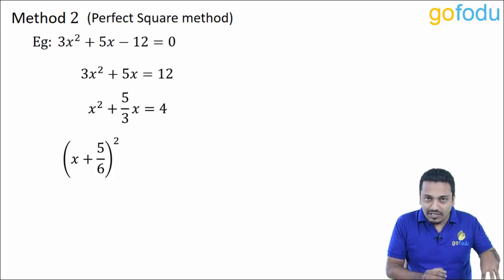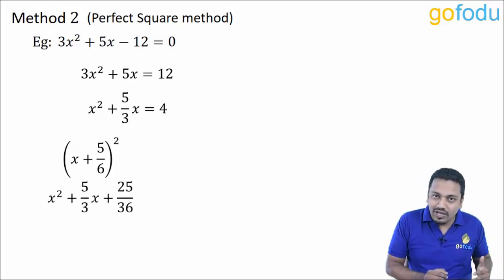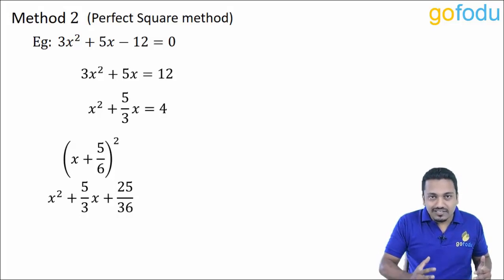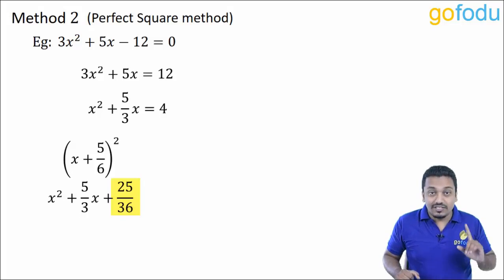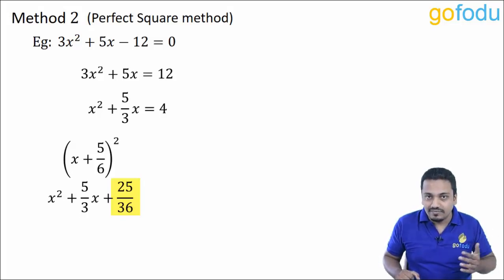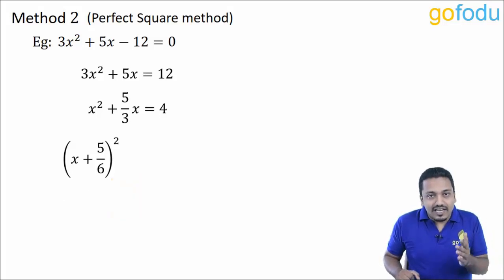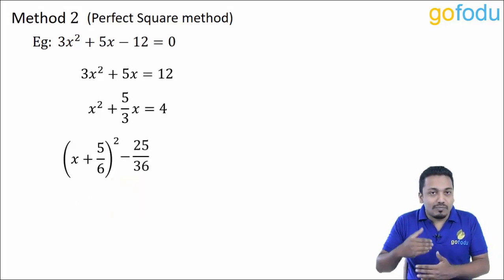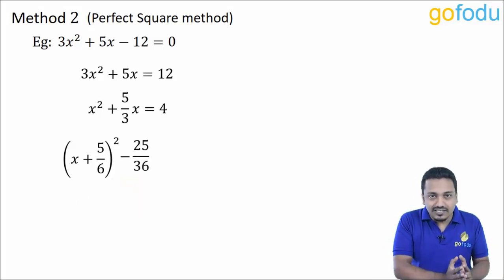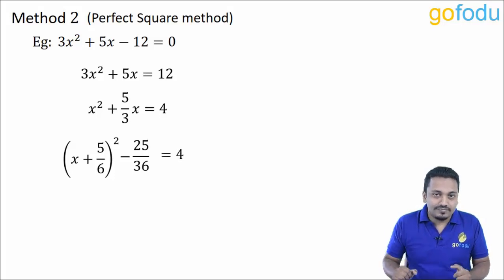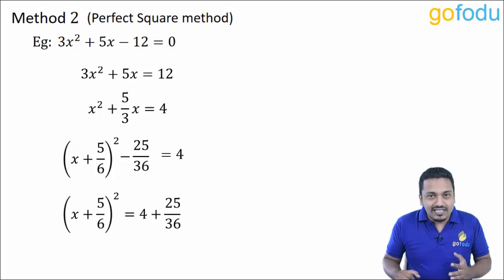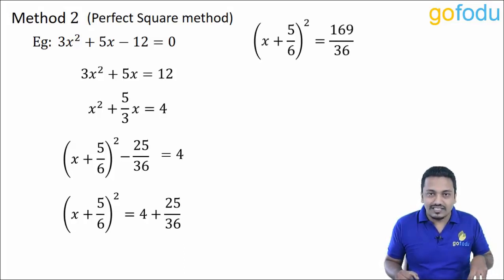Now this x plus 5 by 6 whole square will open as x square plus 5 by 3x plus there will be a 25 by 36 extra, which is not there in the left hand side earlier. So we'll subtract this extra 25 by 36 from our perfect square, and this is equal to the right hand side 4. Take 25 by 36 to the right, take LCM and add 4 plus 25 by 36. This is 169 by 36.